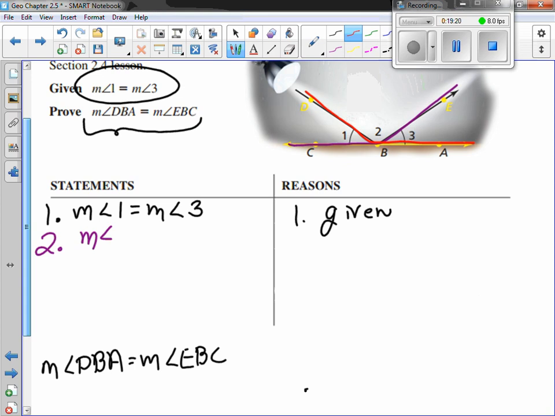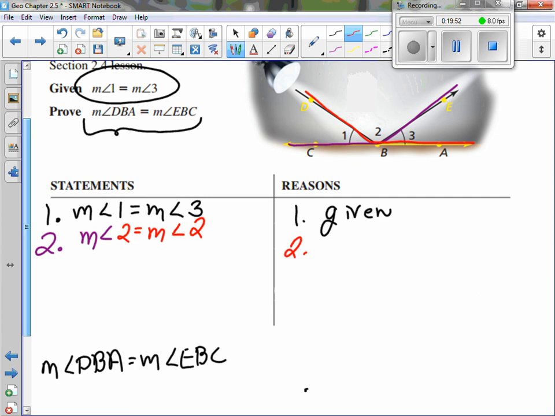So what's an angle that these two angles share? Well, not an 80. There's a specific angle that DBA and EBC share. What do they share? Well, they share the vertex B, but what angle? 2. Is angle 2 in both of those? Yes. So one thing I'm going to say is that angle 2 is equal to the measure of angle 2.